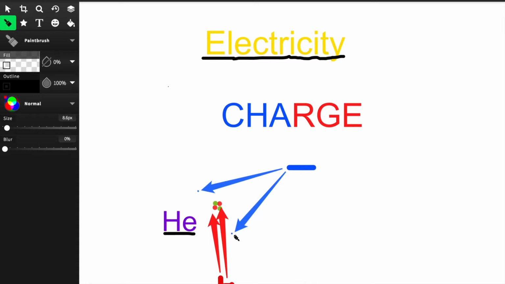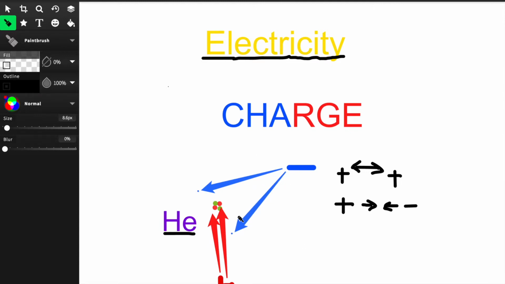I mean that if you have a negative charge over here and another negative charge over here, then these two are going to repel each other. If you have another positive charge over here and another positive charge over here, they're also going to repel. But if you have a positive charge over here and a negative charge over here, then the two charges are going to attract. That's basically the concept of charge.